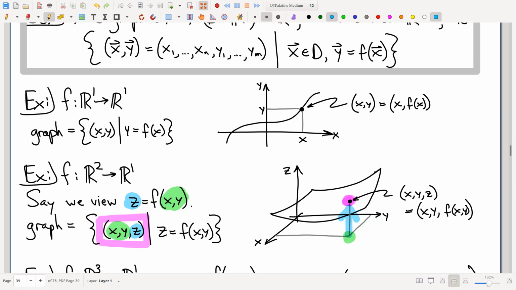Yeah. So you have to know the function for it too. Oh yeah. If you're going to draw the graph of a function, you have to know what the function is. Absolutely.